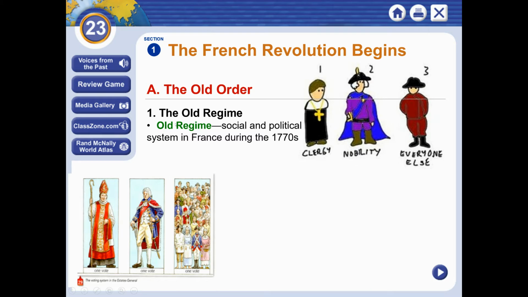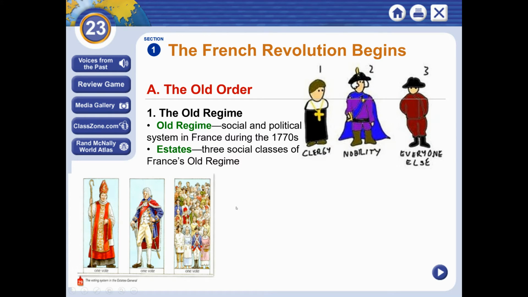So the Old Regime, or the Old Order, was a social and political system in France during the time period in which all of the people were divided into 3 social classes. You can see right here, the visual is giving you a heads up that we're going to have 3: the clergy and the nobility and everybody else. That's going to be the 3 estates. So let's take a look at how that system worked.